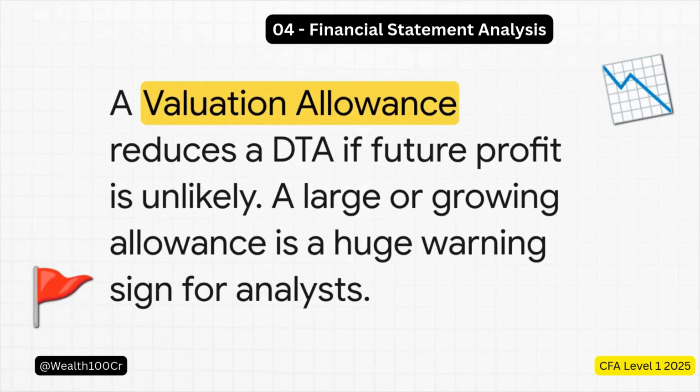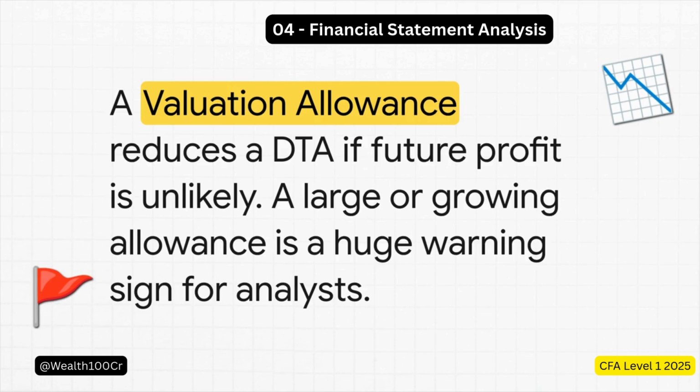Okay, analyst hat on. This is a big one, especially under US GAAP. It's called the valuation allowance. Think about it. A deferred tax asset is basically a coupon for future tax savings. But that coupon is worthless if you don't have any future profits to save taxes on, right?